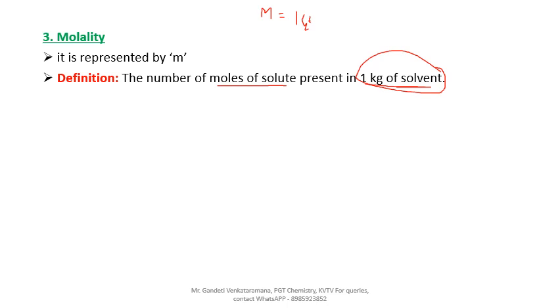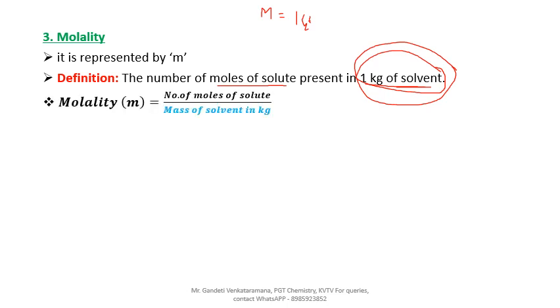Both cases number of moles of solute only. But number of moles of the solute present in 1 liter of the solution, that is molarity. Number of moles of the solute present in 1 kg of the solvent, this is molality. Again I have been repeating, 1 kg of solvent is molality. Now we will see. Just try to understand the difference only first of all.